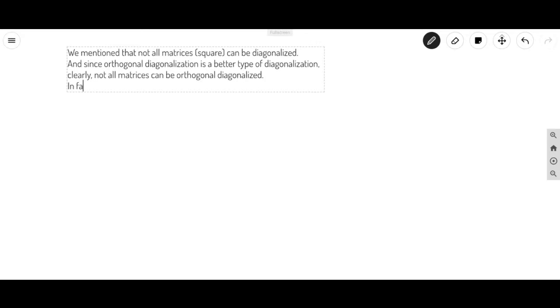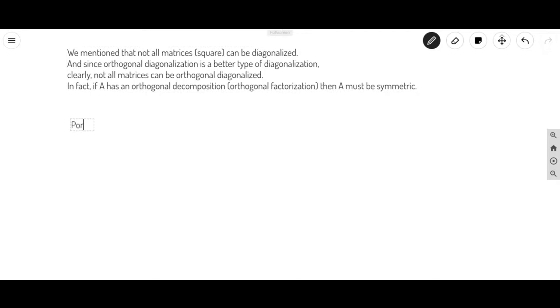In fact, if A has an orthogonal diagonalization, you can also say an orthogonal decomposition, or you can say an orthogonal factorization. It's all the same, just interchangeable words. It just sounds better to say an orthogonal decomposition when you use it like this in a sentence. Then A must be symmetric. Actually, very easy to show. So let's state this as a proposition.